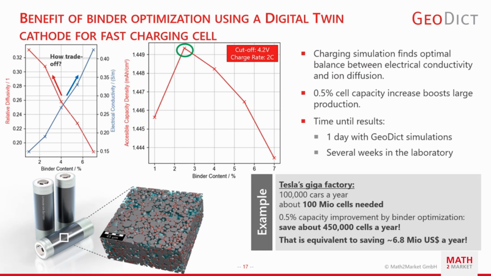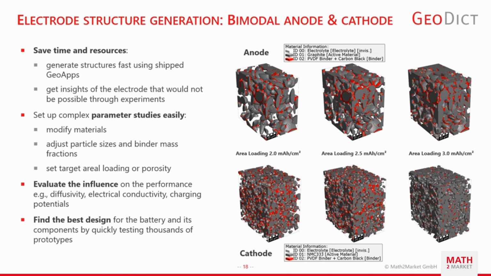Yeah, how can you generate the different microstructures? And here I only want to shortly mention our structure generators in GeoDict. So we have granular structure generators and also GeoApps for this. There are GeoApps to create anode structures and also cathode structures. And with these GeoApps, you can just create with a mouse click microstructures here with different areal loading. So high areal loading would be for higher energy density and lower areal loading more for high power applications. And yeah, it's very easy with these GeoApps to create the microstructures.